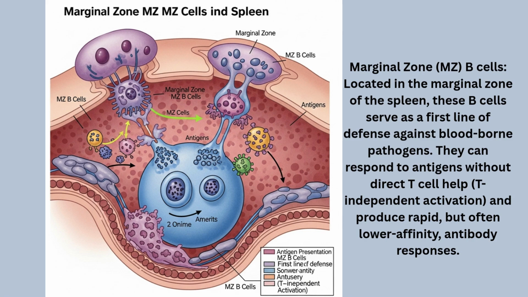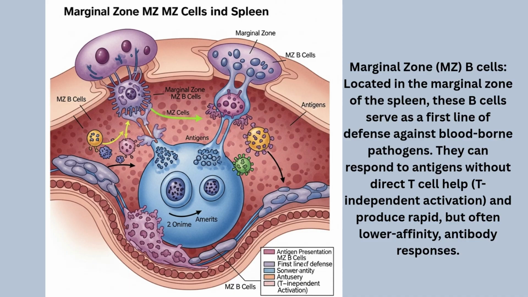Marginal zone, MZ, B cells. Located in the marginal zone of the spleen, these B cells serve as a first line of defense against blood-borne pathogens. They can respond to antigens without direct T-cell help, T-independent activation, and produce rapid, but often lower affinity, antibody responses.